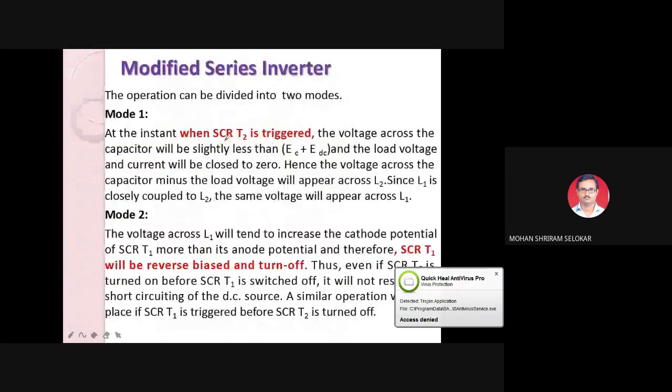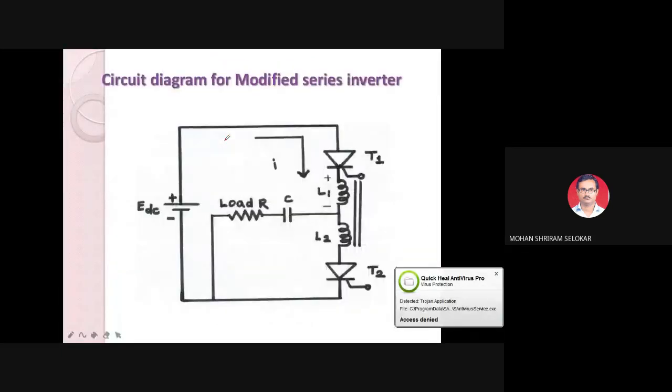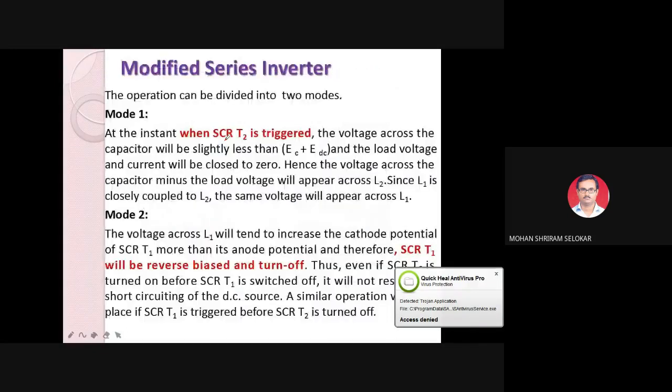Here the load voltage and current will be close to zero. Hence, the voltage across the capacitor minus the load voltage will appear across L2. Now, according to the superposition theorem, the voltage across the capacitor minus the load voltage will appear across L2 since L1 is closely coupled.